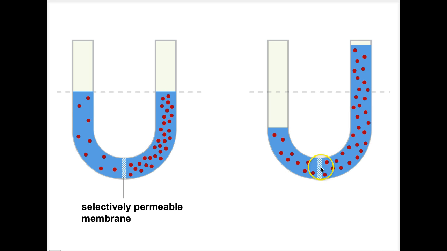Now the reason why in the picture to the right we don't see the red dots moving is because this selectively permeable membrane does not enable them to move. So they can't. But water can move. So since water can move, it is going to move to help equalize that concentration difference. So if you can't equal out the red dots by the red dots moving, you can equal them out by adding more water.